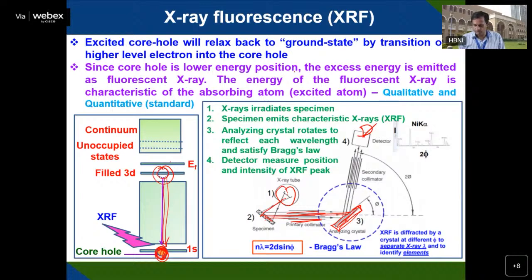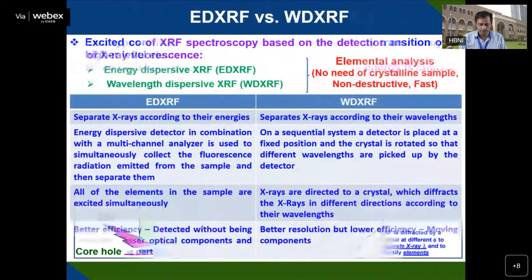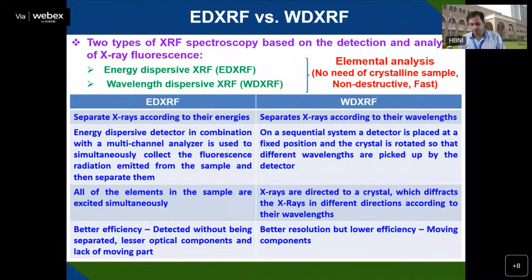So that will detect. XRF is diffracted by a crystal at a different angle, a different phi, to separate out lambda. So here you have an angle phi, which will separate out each wavelength. Mainly two types of XRF spectroscopy are possible. One is energy dispersive, where elements are identified on the basis of energy, or it can be wavelength dispersive, where they are separated by wavelength.